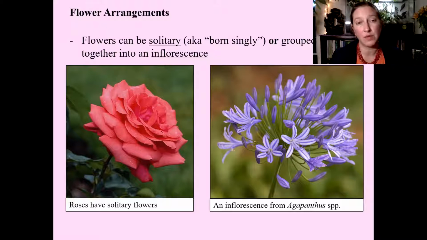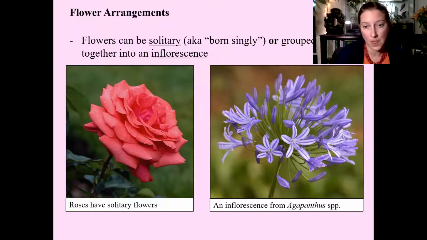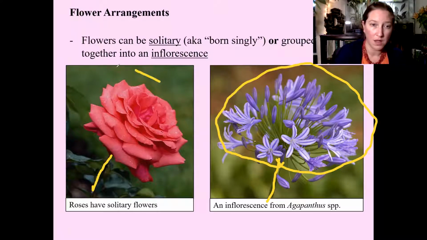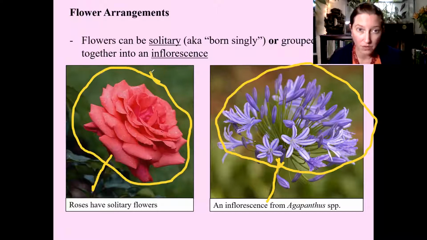But some other types of plants have what's called an inflorescence, which means a group of flowers. If you look here on the right at this agapanthus, which is a type of lily as well, you can see there's one stalk. I'll use yellow. There's one stalk holding all these flowers up, such that this thing here is an inflorescence. Whereas here on the rose, there's one stalk and there's just one flower that's solitary or born singly. They mean the same thing.